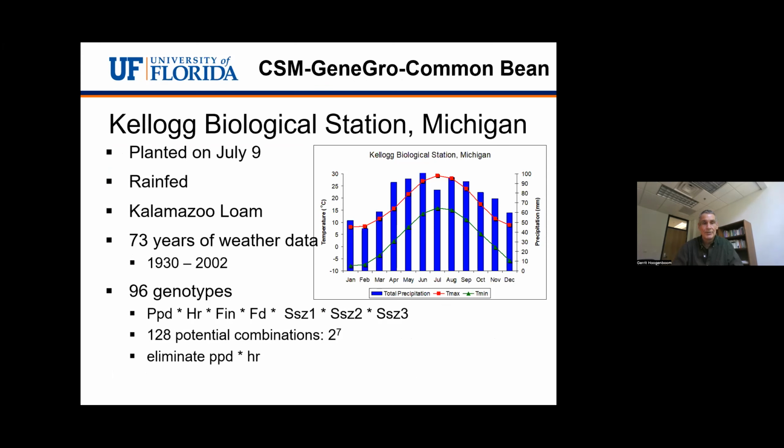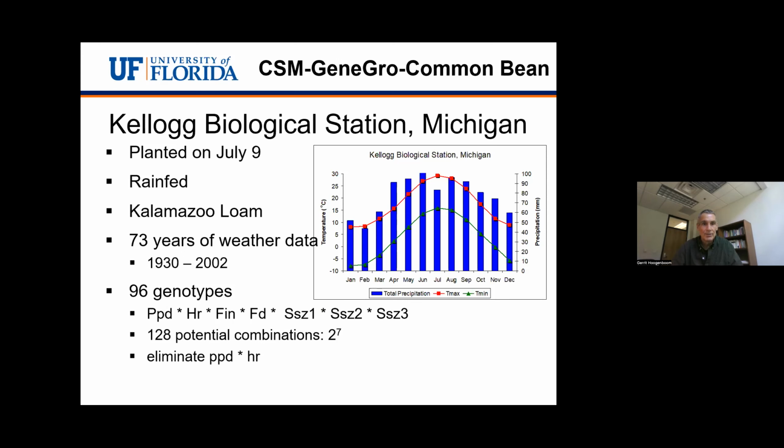So then we can go one step further and actually use this gene-based model as a potential breeding tool. So again, the data set is quite old. This is an example for the Kellogg Biological Station in Michigan, where we had long-term historical weather data available, in this case 73 years of data, 1930 through 2002. You can see the distribution of the climate data shown here on the right for maximum temperature and for precipitation.